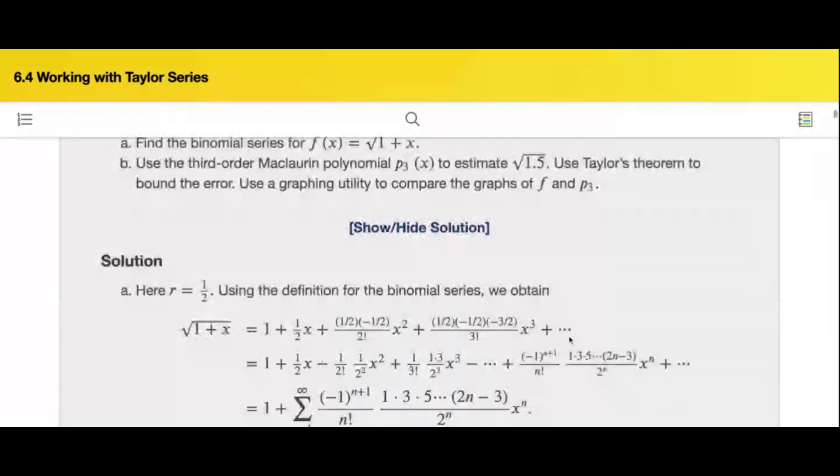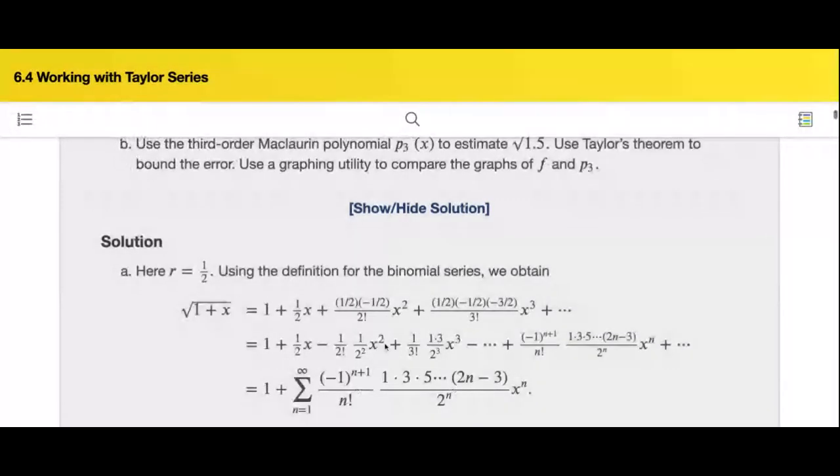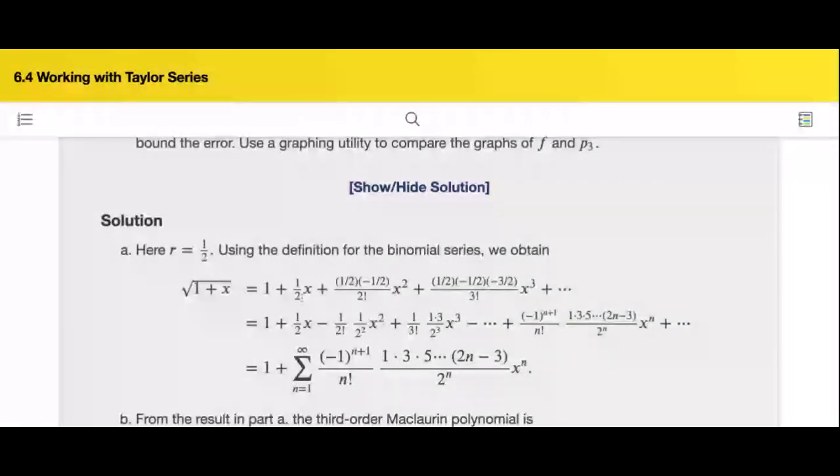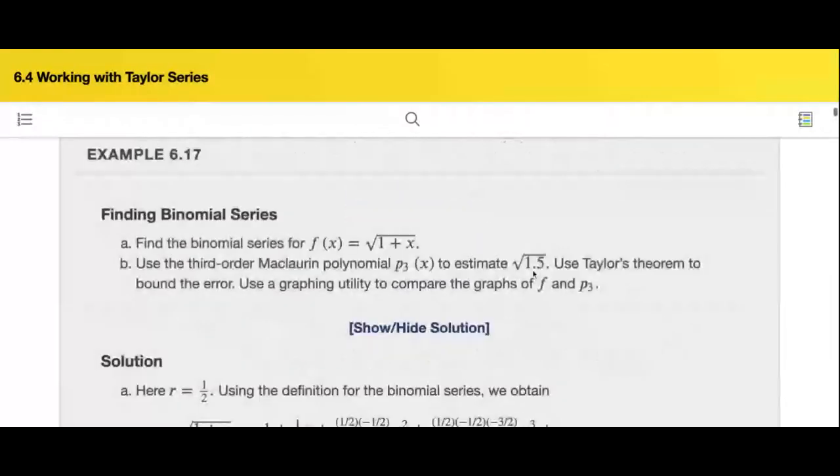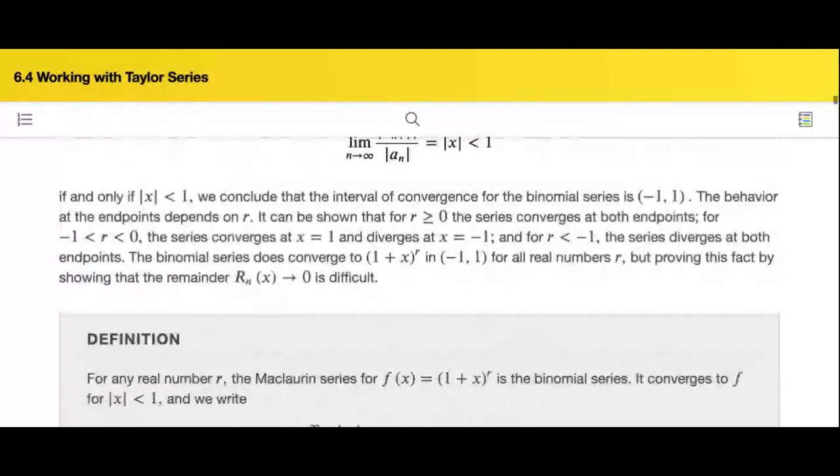So in this case, what's r? r equals a half, a rational number. So we just use the binomial series. We get 1 plus half x plus half times negative half divided by 2 factorial x squared plus half times negative half times negative 1 minus half, which is negative 3 halves, divided by 3 factorial, then x cubed, and so on and so forth, right? That's from the definition.